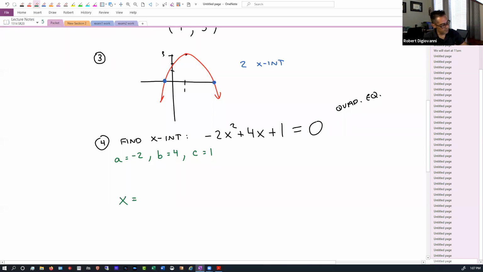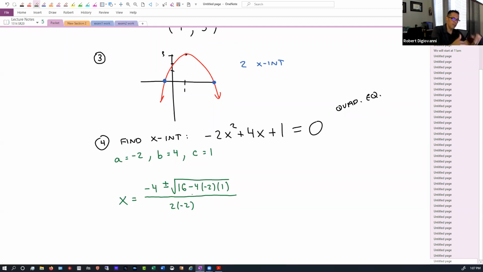X is equal to negative B, which would be -4, plus or minus square root. We square the B, 4 squared, minus 4 times A, which is -2, times C, which is 1, the whole thing over 2 times -2. So do you see why we spend time doing quadratic equations first? That way when we get to this step of this bigger problem, we can do something we've already seen before.